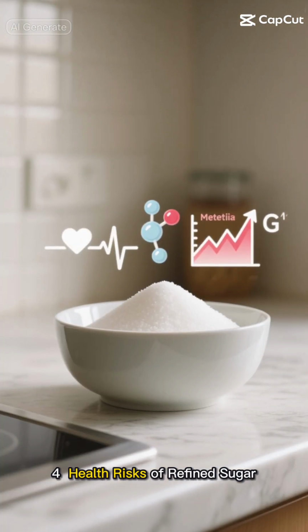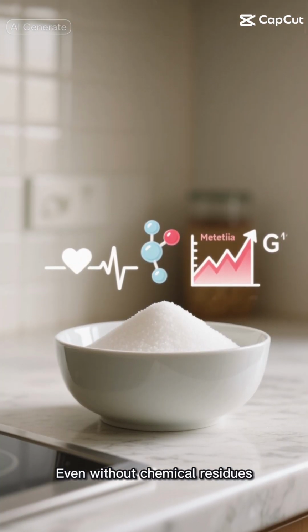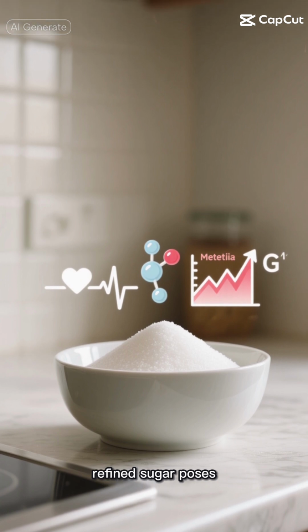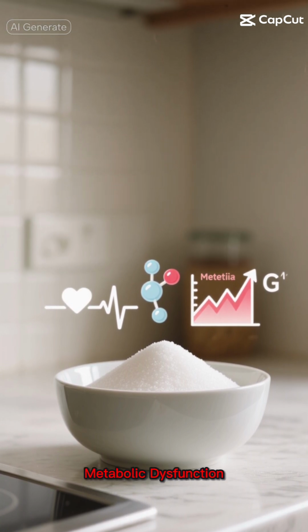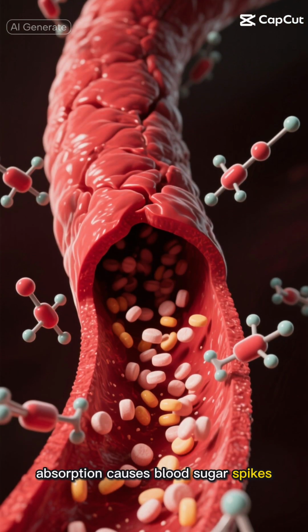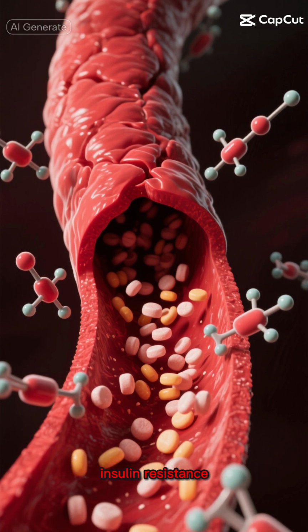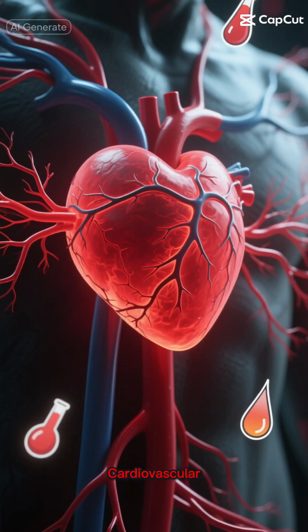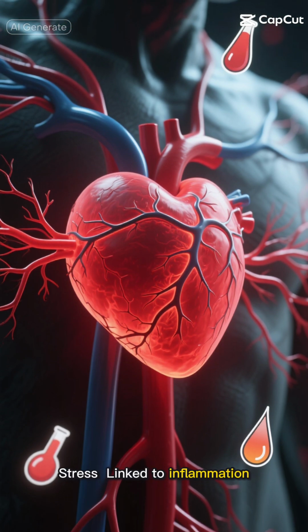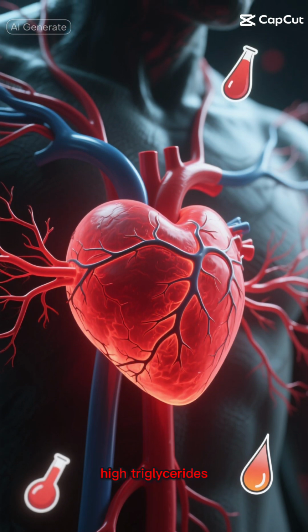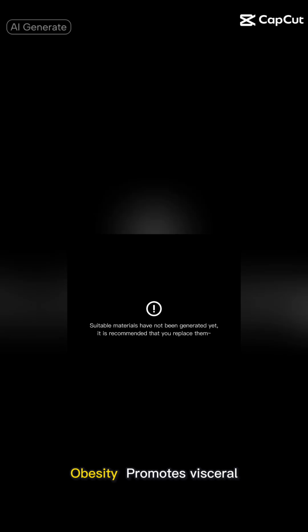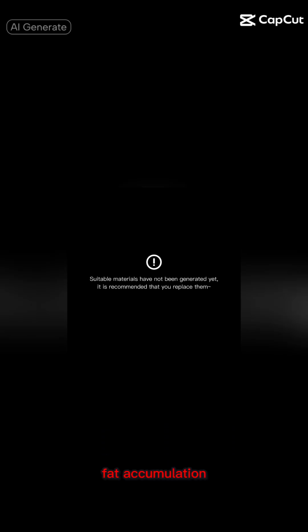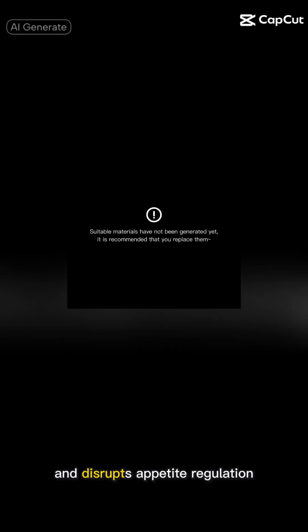4. Health risks of refined sugar. Even without chemical residues, refined sugar poses significant health risks. Metabolic dysfunction: rapid absorption causes blood sugar spikes, insulin resistance, and increased risk of type 2 diabetes. Cardiovascular stress: linked to inflammation, high triglycerides, and arterial stiffness. Obesity: promotes visceral fat accumulation and disrupts appetite regulation.